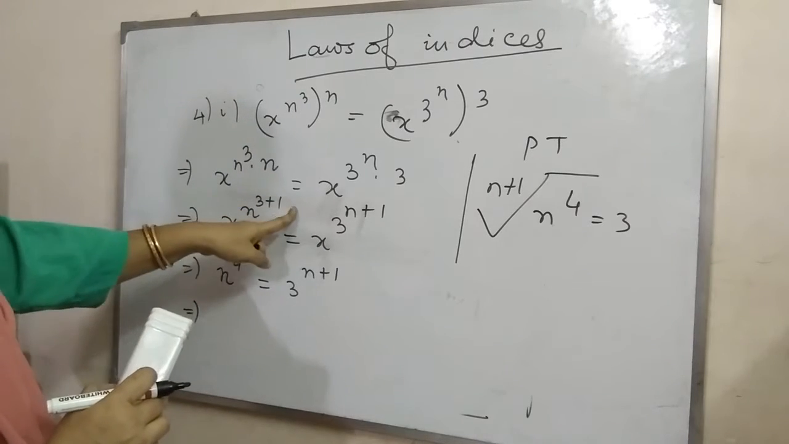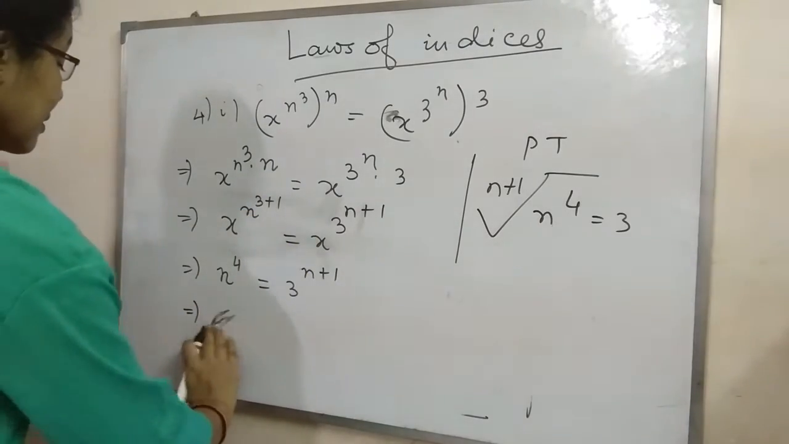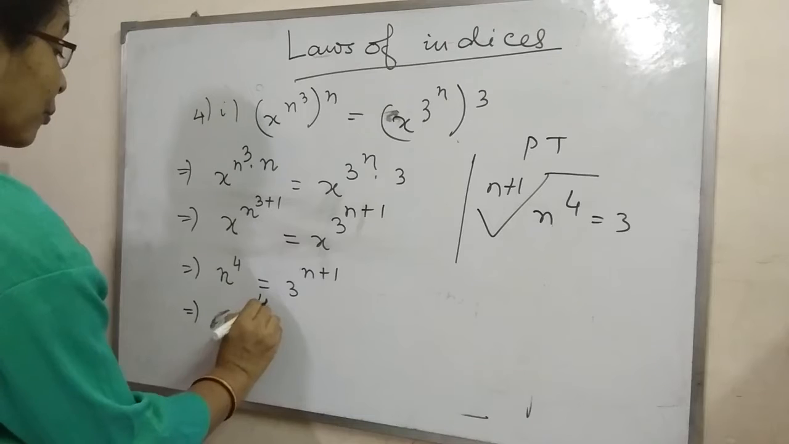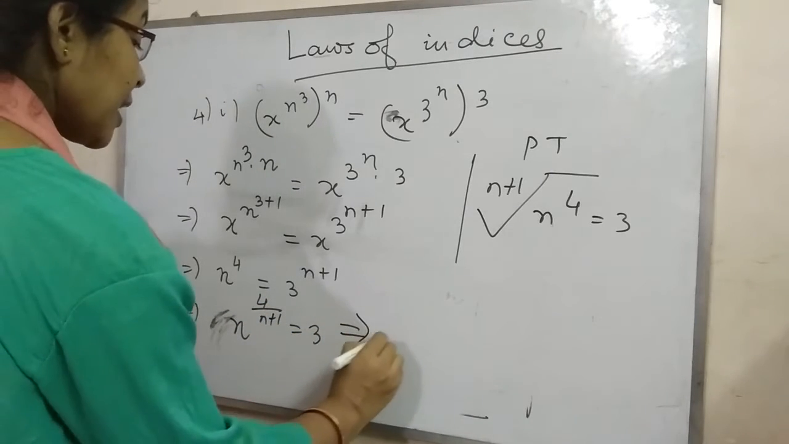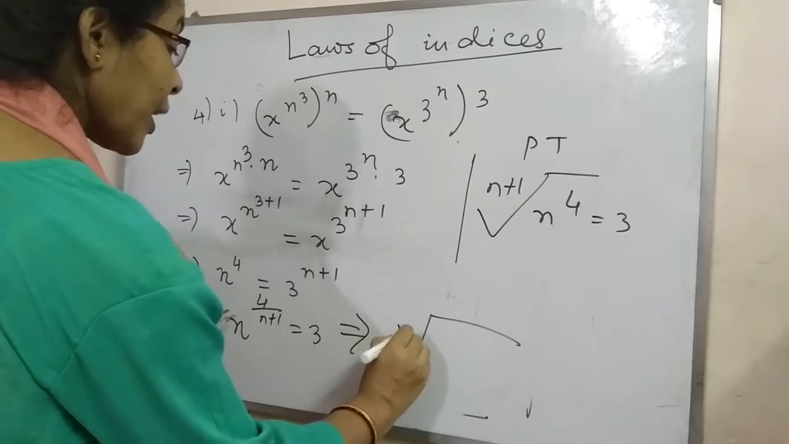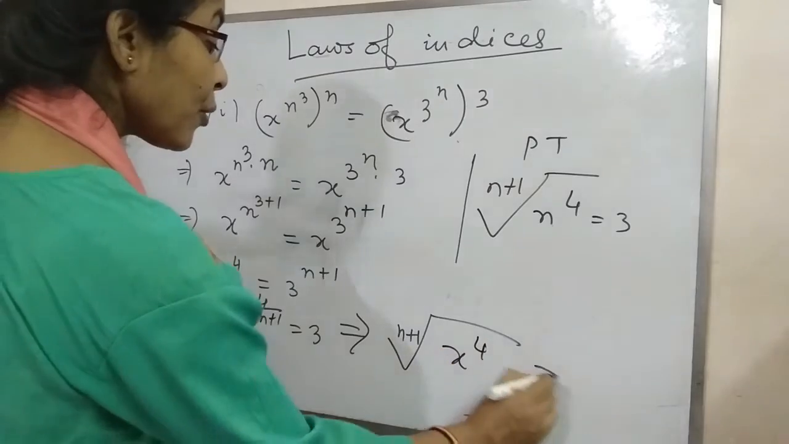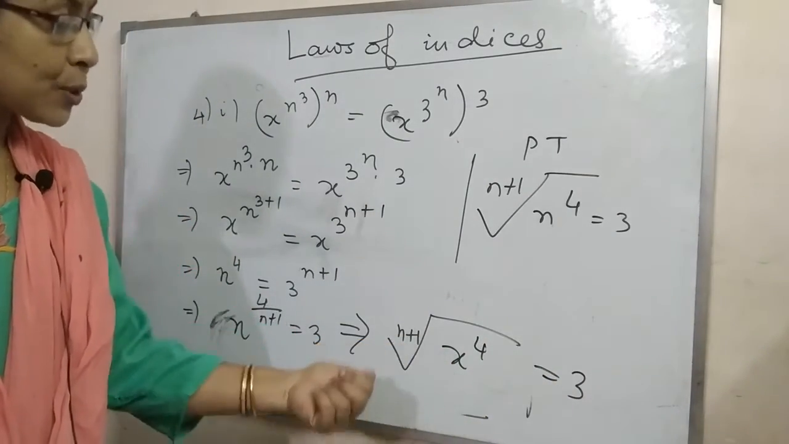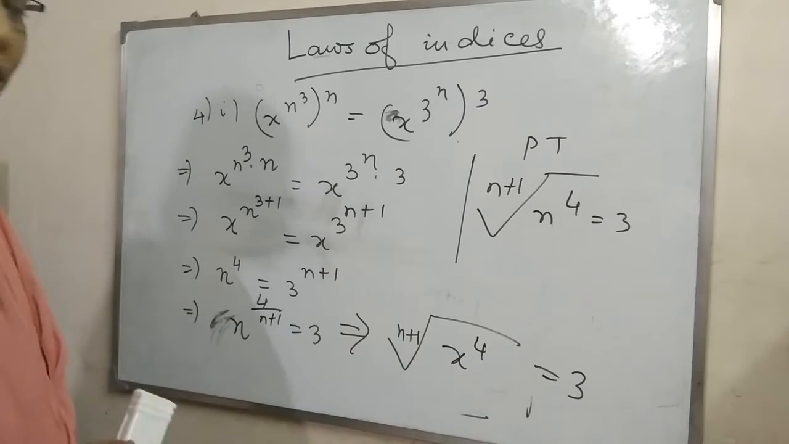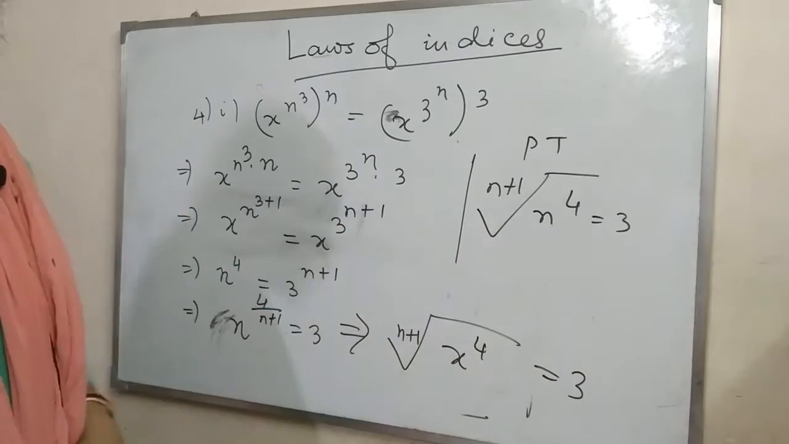n to the power 4 is equal to this, so n to the power 4 by n plus 1 equals 3. So I can write it in this way: the n plus 1th root of x to the power 4 equals 3, and the answer is coming.